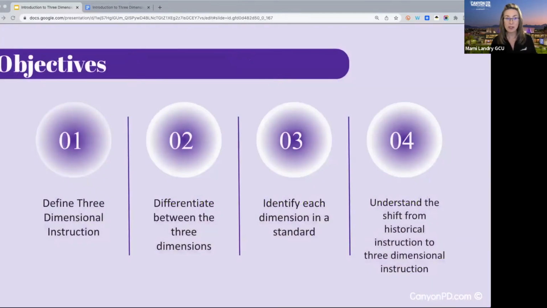The objectives for this course are to define three-dimensional instruction, to differentiate between those three dimensions, to identify where those dimensions are in the current science standards, and to understand that shift from how we historically taught science to where we'd like to be when teaching science.